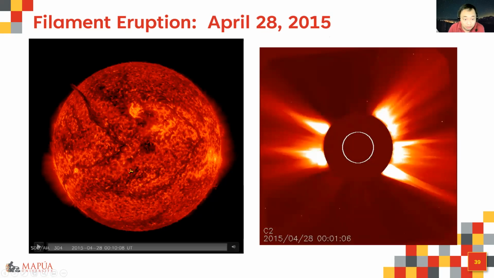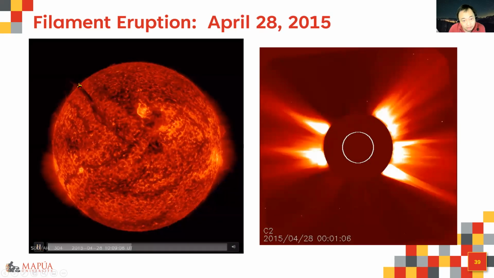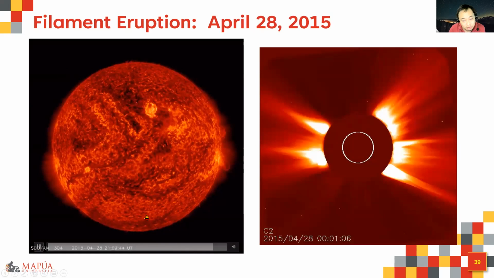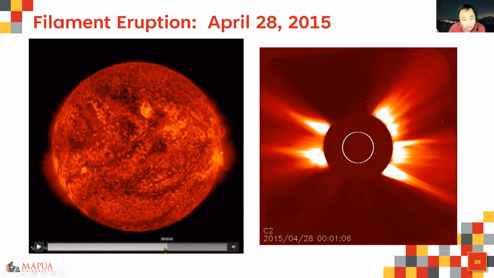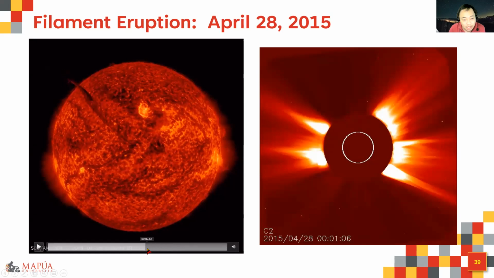This is another filament eruption. Again, we can see a lot of filaments here. There's a large filament here, another large filament here, and another. And one of the biggest of them all is this filament. If we play this, this filament is the one that explodes. You notice the region that this filament left.